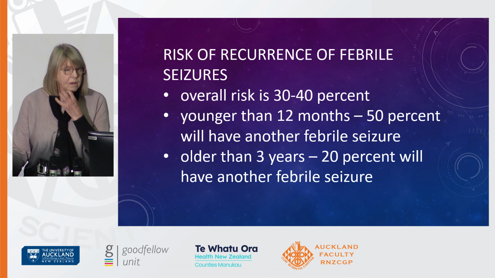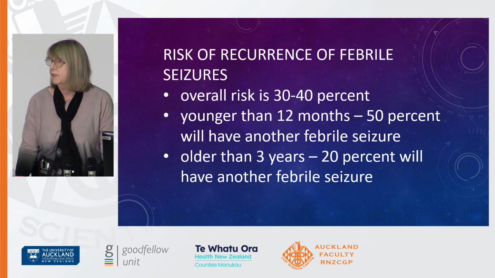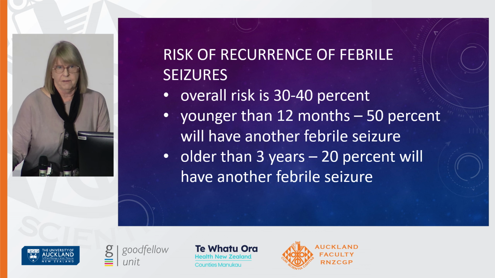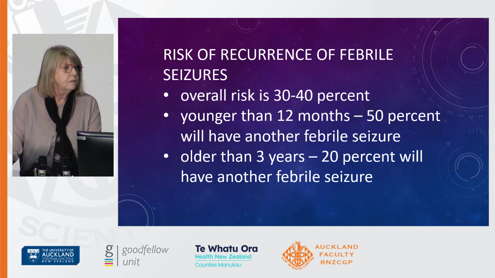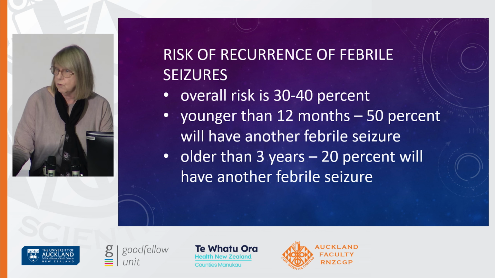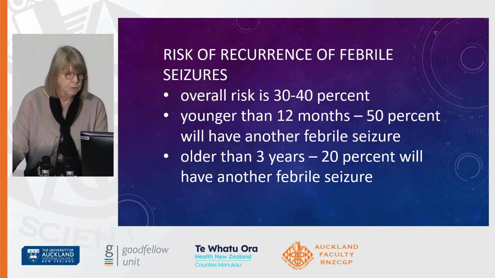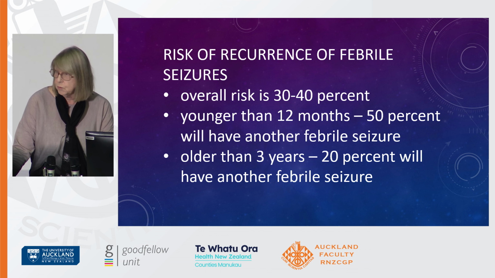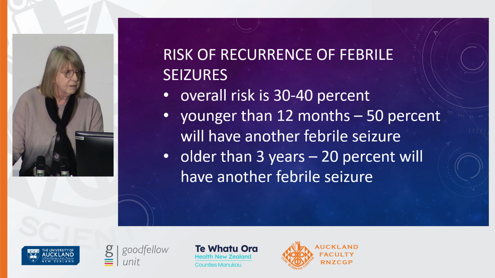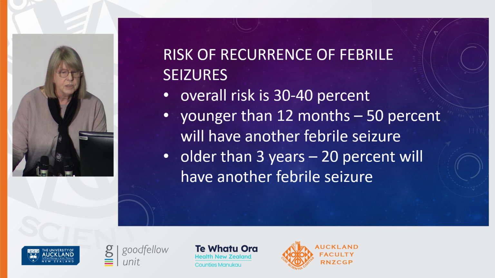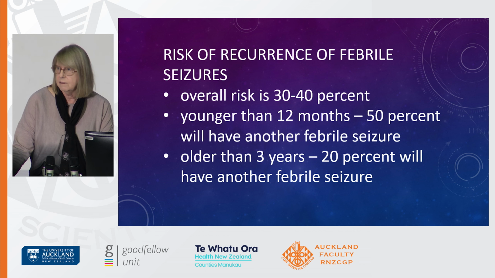What a parent or carer wants to know after their child's had the first febrile seizure is: is this ever going to happen again? The recurrence risk overall is between 30 to 40%, so quite a good chance that they will recur. The age of the child is important in determining if there's likely to be a recurrence. Any child younger than 12 months when they had their first febrile seizure has a 50-50 chance of having another one. On the other hand, if a child is over age 3 years when they had their first seizure, then it's much less common to see further febrile seizures.